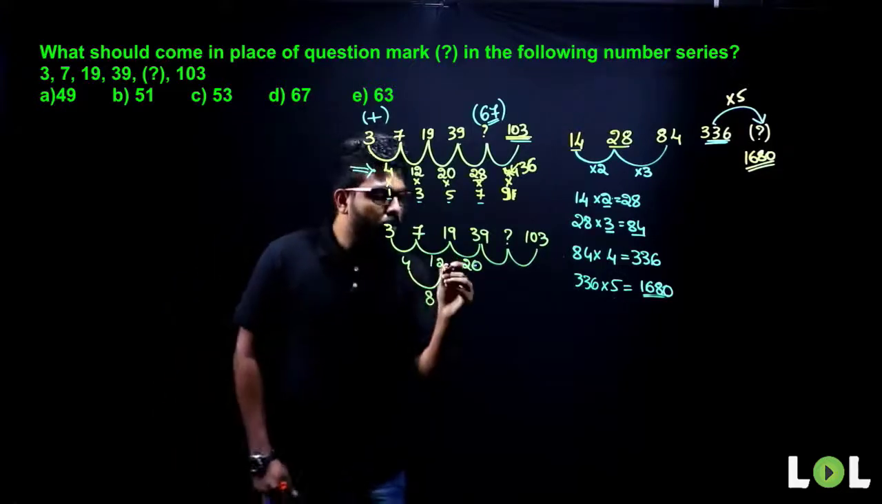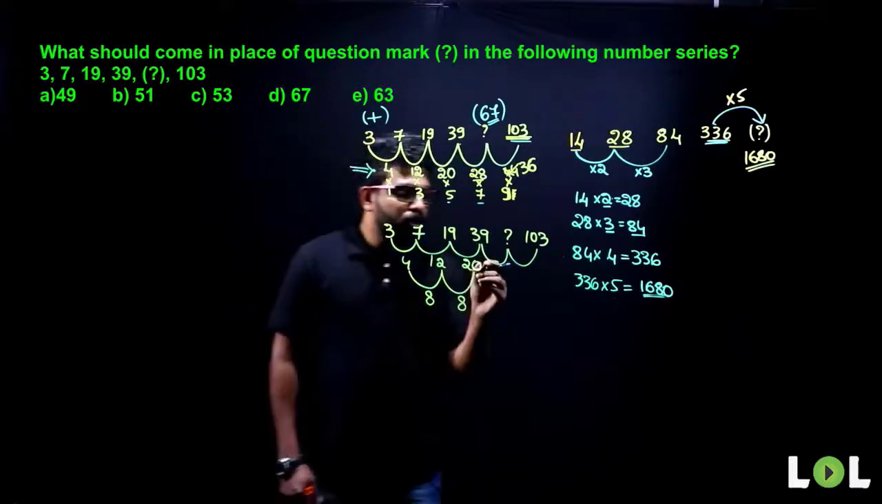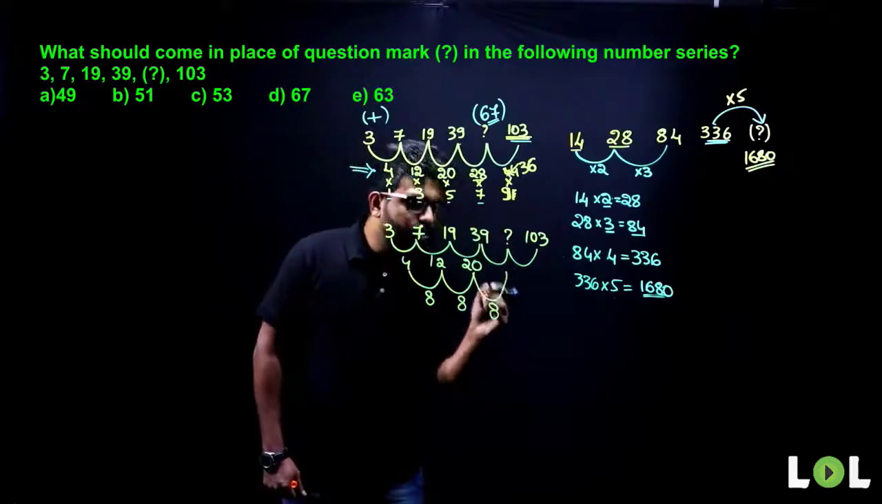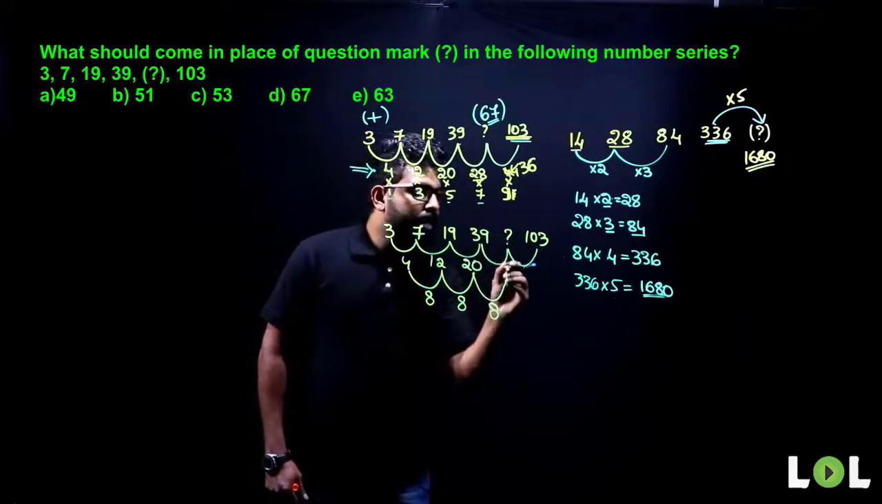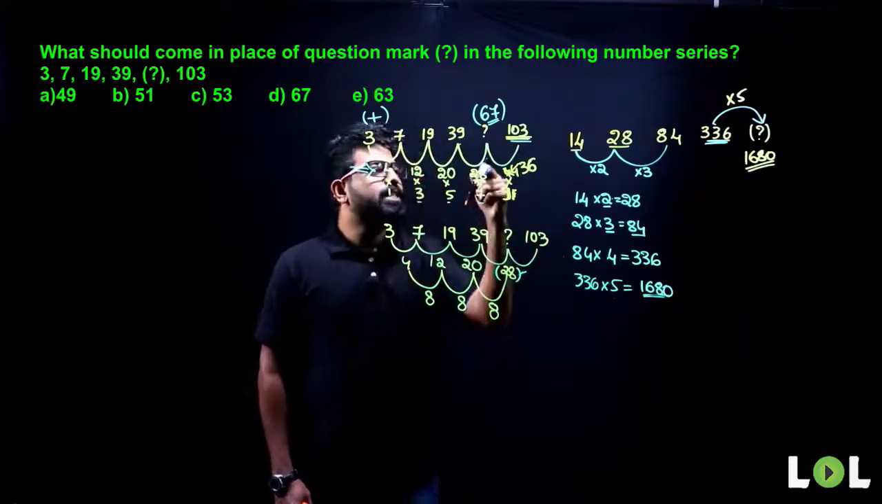It is 8. What about 12 to 20? Again my difference is 8. So what should be my next difference here? Next difference here should have been 8 again. So 20 plus 8 gives me 28. I should have got 28 here. That's the same answer which I'm getting here.